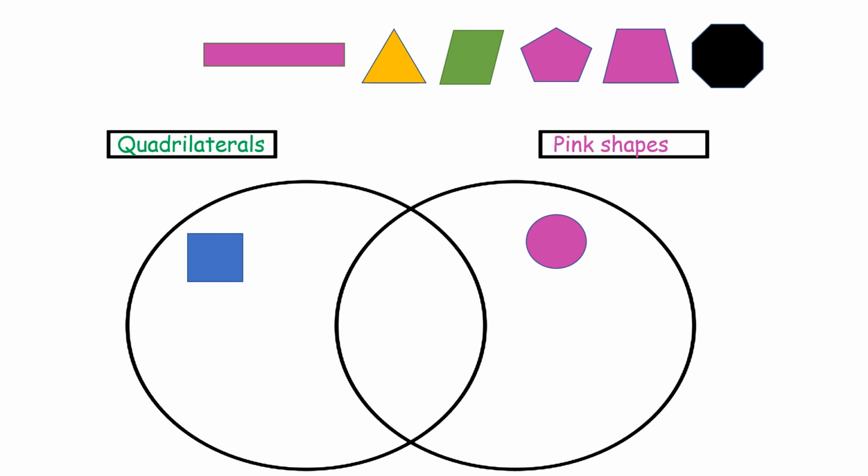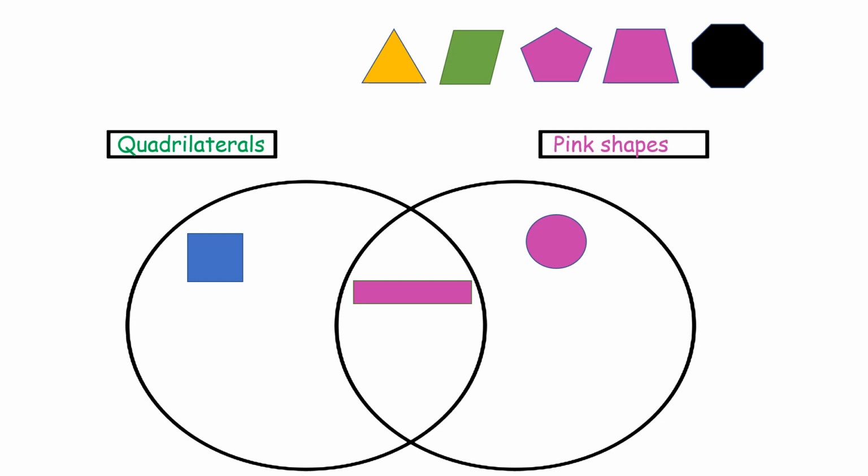Now, the next shape is a rectangle, and it's a pink rectangle. Where do you think this rectangle belongs? This pink rectangle belongs on the inside part of our Venn diagram, the part where it overlaps, and that's because the rectangle is a quadrilateral because it has 4 sides, but it's also pink, so it comes under both categories, which means we can put it on the middle part of our Venn diagram.